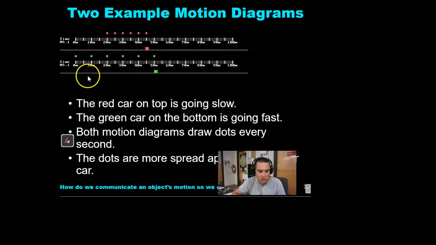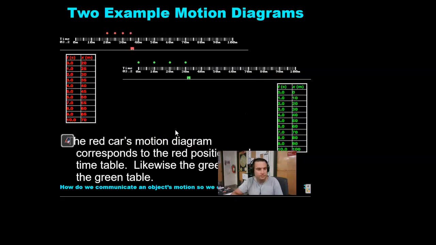Looking at this animation, can you see which one is going faster? Obviously it's green. It's covering more distance in the same exact amount of time. But they're both moving at a constant velocity. They're not speeding up. Everything is equal between these dots. The red car on top is going slow, the green car on the bottom is going fast. Both motion diagrams are every second.